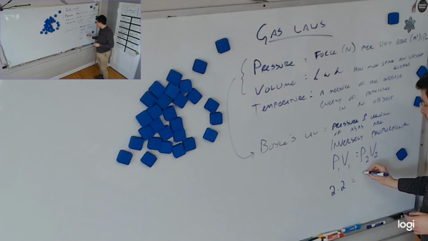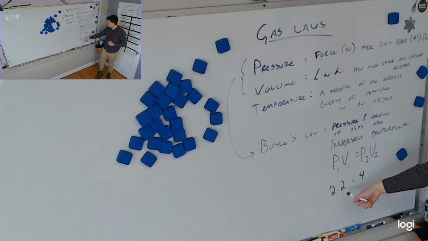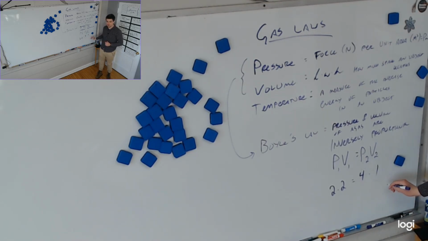If I then increase the pressure to 4, what must the volume be to make this equation work? No. If 2 times 2 is over here, 4 times what goes here? 1. So the volume did what? From 2 to 1, it went down. Yeah, it decreased. So the pressure went up, the volume went down.